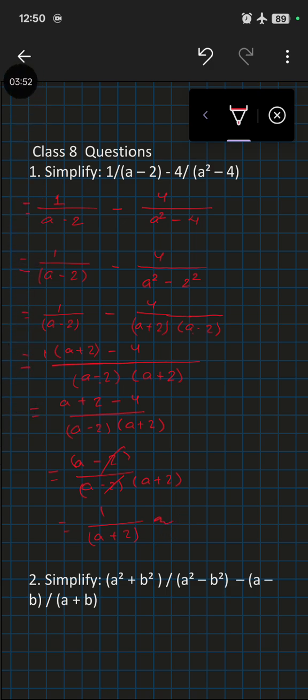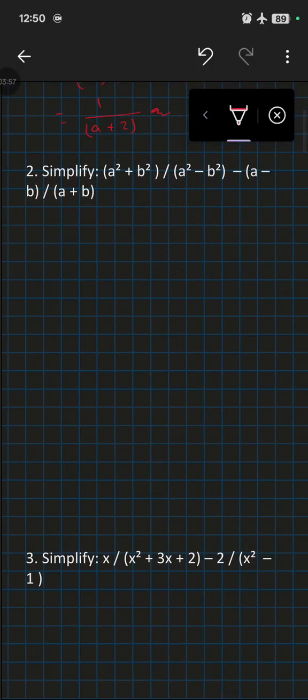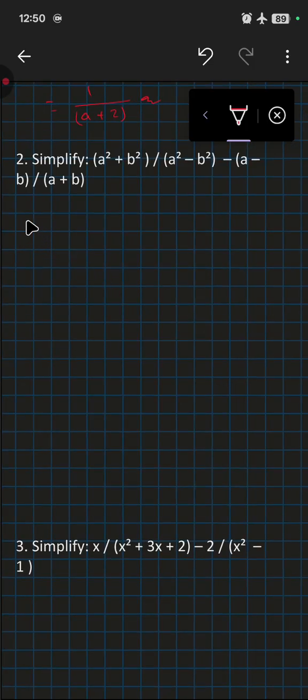Okay, similarly moving ahead to the next question. In the next question, what do we see? We see the first term is a square plus b square whole upon a square minus b square. Minus in the middle. After that there is a minus b on the top in the numerator's place, and in the denominator's place we have a plus b.